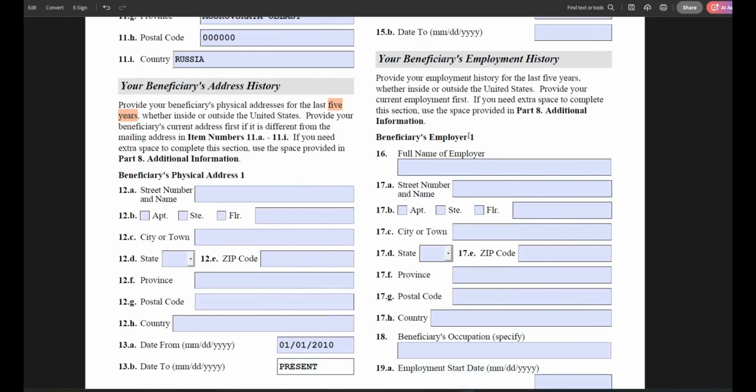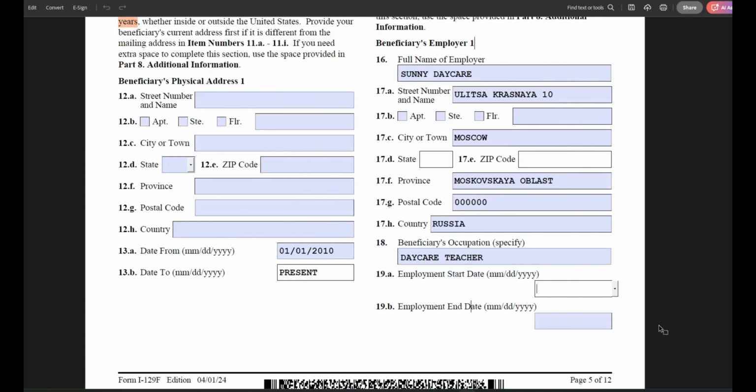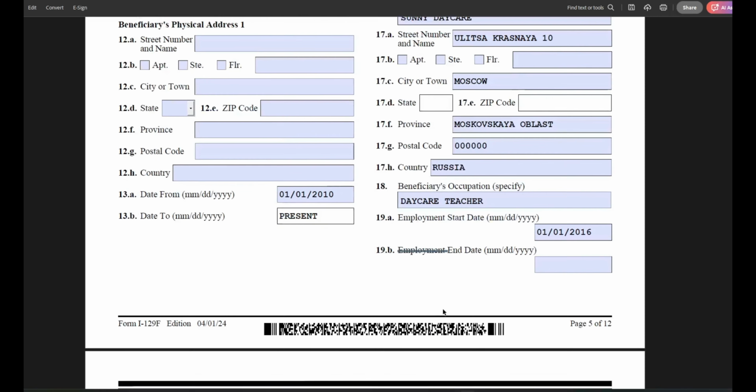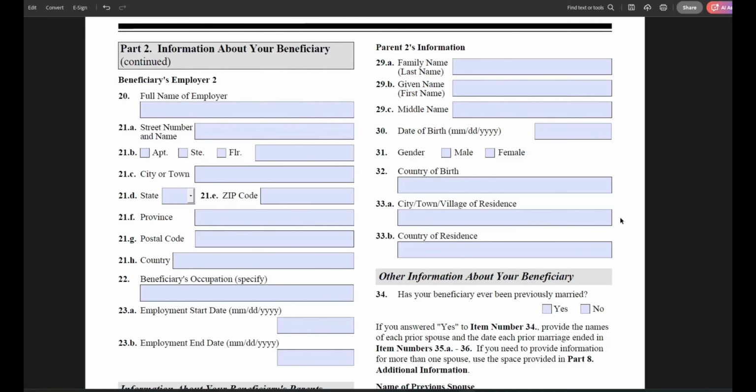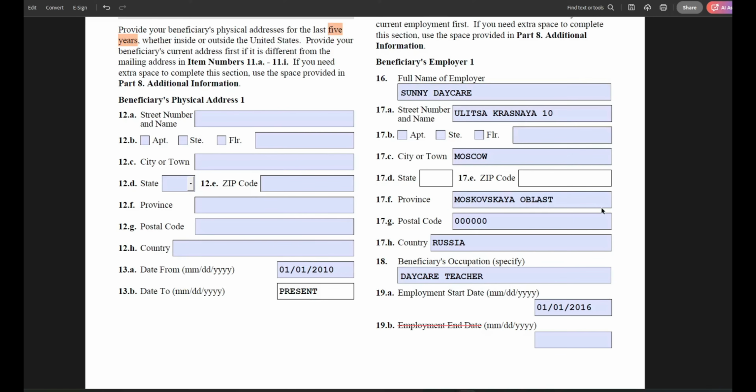Moving on to your beneficiary's employment history. So first, provide the name of their employer and dates of that employment. And if they're currently employed at this job, you can leave the employment end date blank here. And you will also indicate any gaps in employment as well.